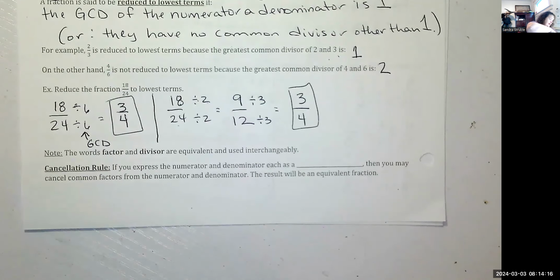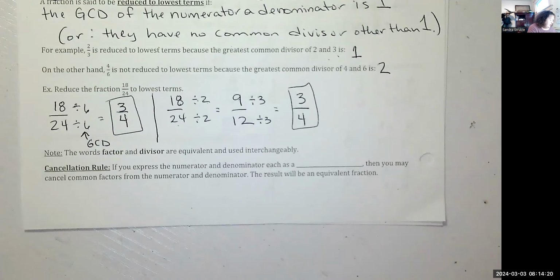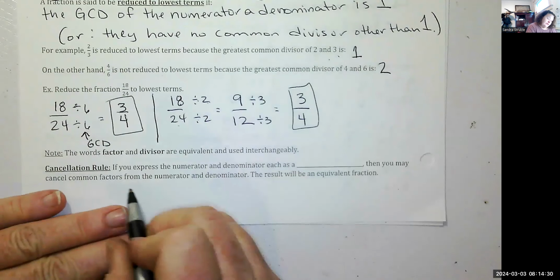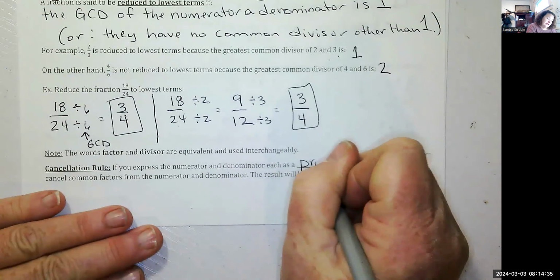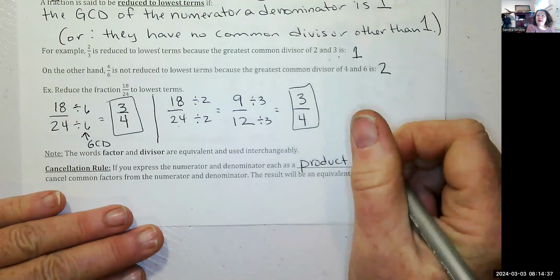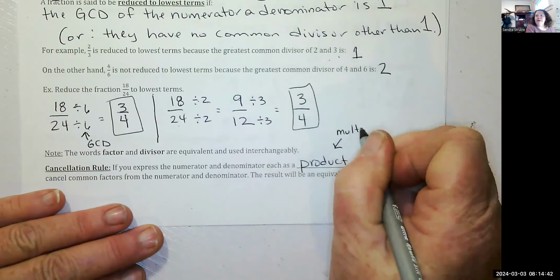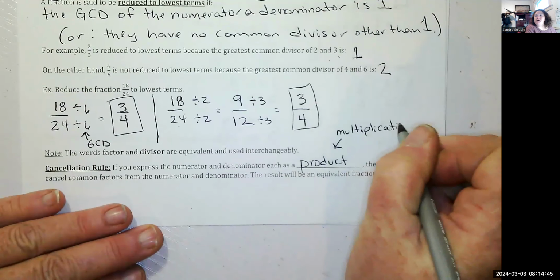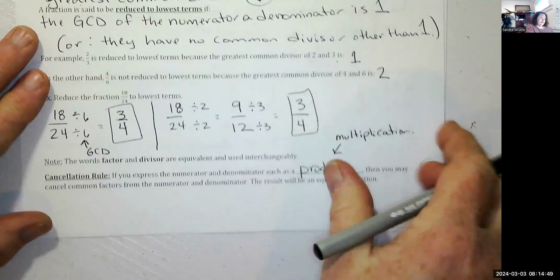All right. Cancellation rule. If you express the numerator and the denominator each as a product, then you may cancel common factors from the numerator and denominator. So if you express the numerator and denominator each as a product, remember what product is? You need to have your math language dictionary. Product is always multiplication. All right. The result is then going to be an equivalent fraction.